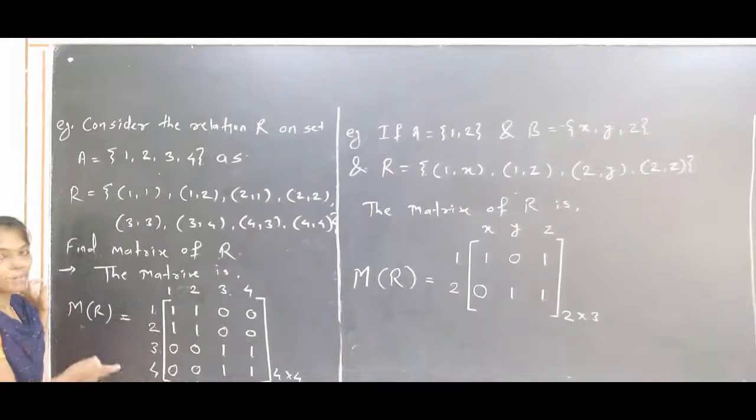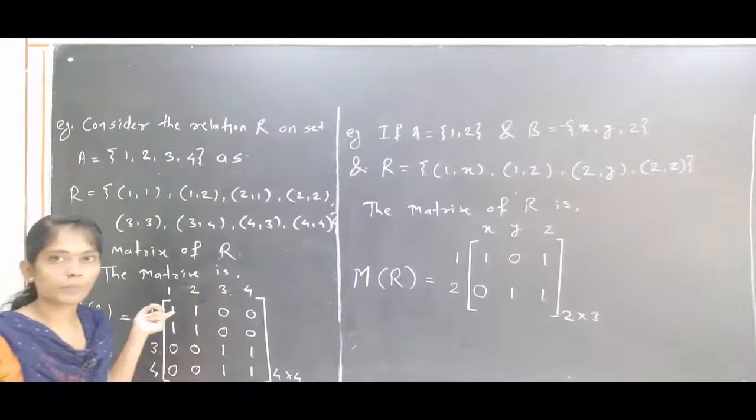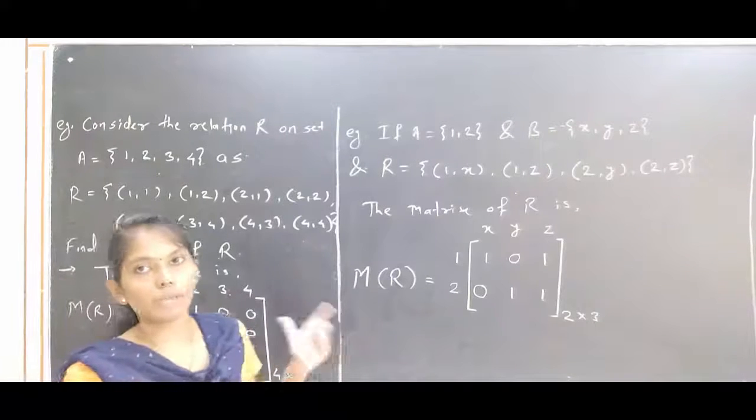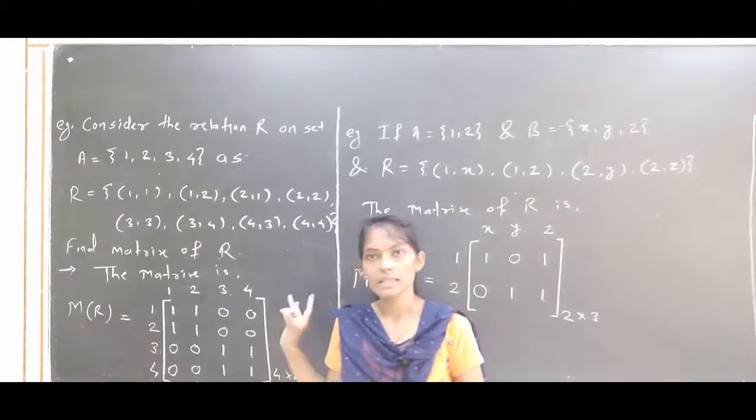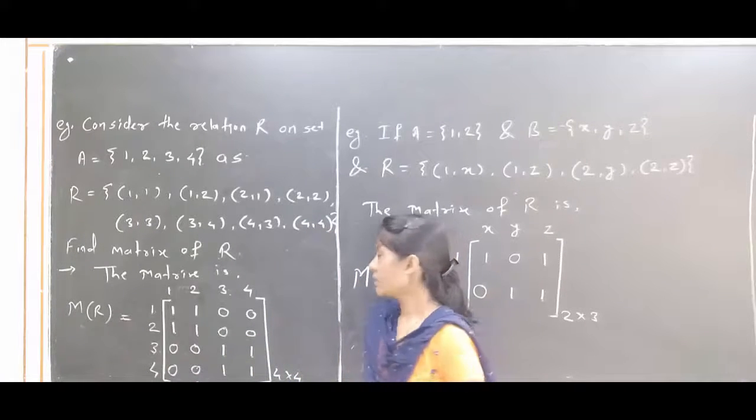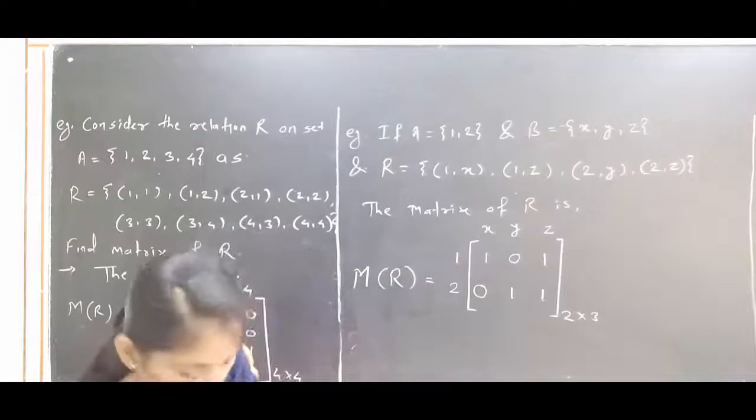So this is the matrix of relation R. All of you get this? If that pair belongs to R, then mark this entry 1, otherwise 0. Okay, now we take the next example.